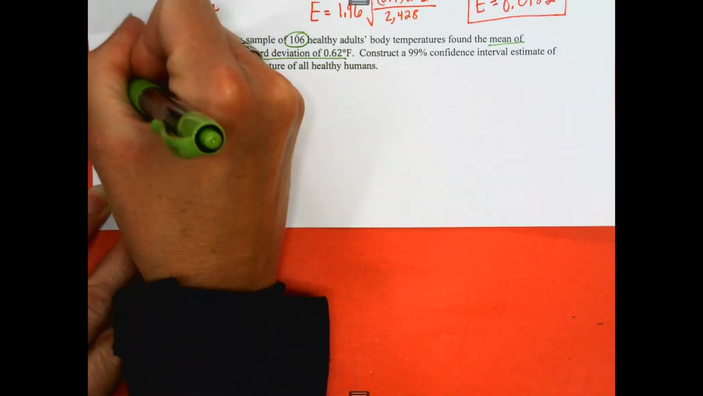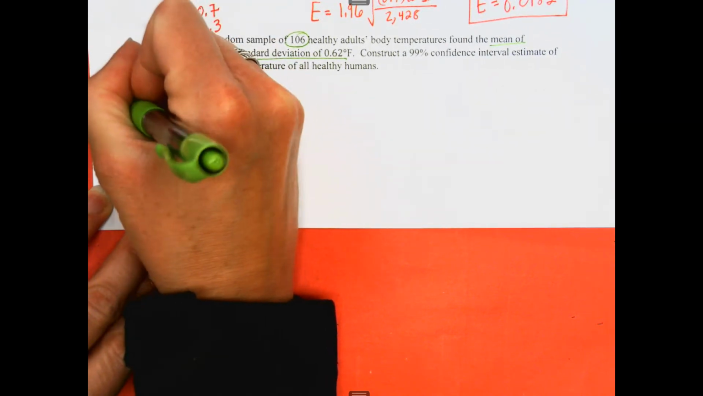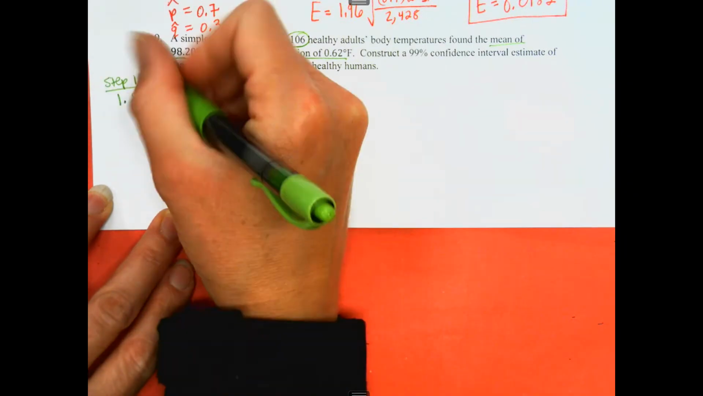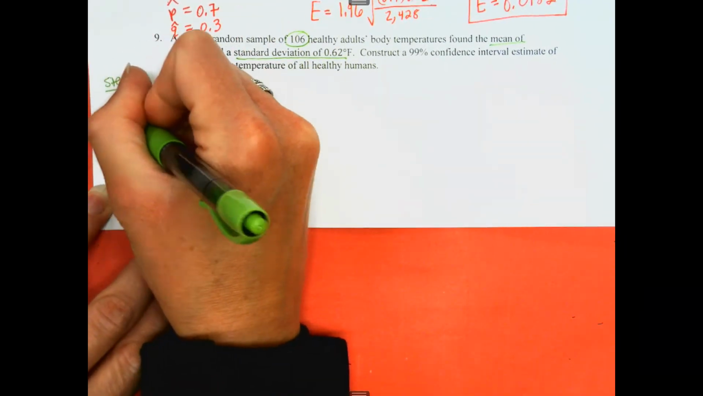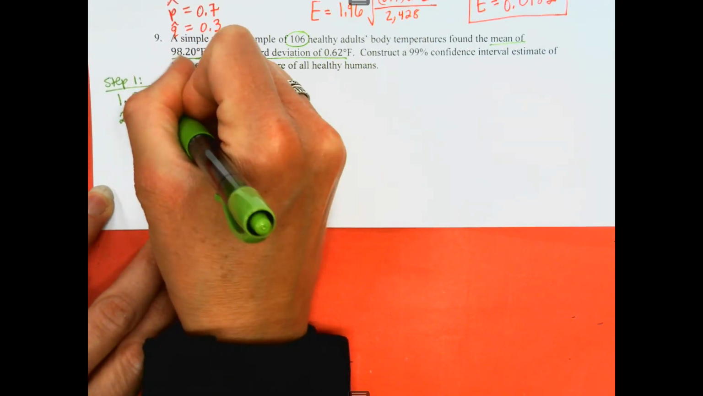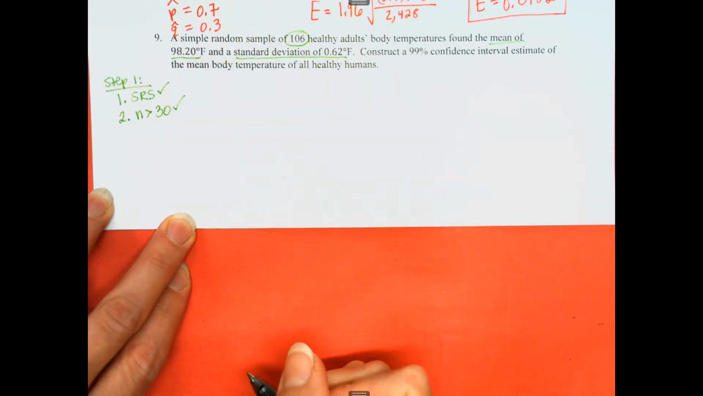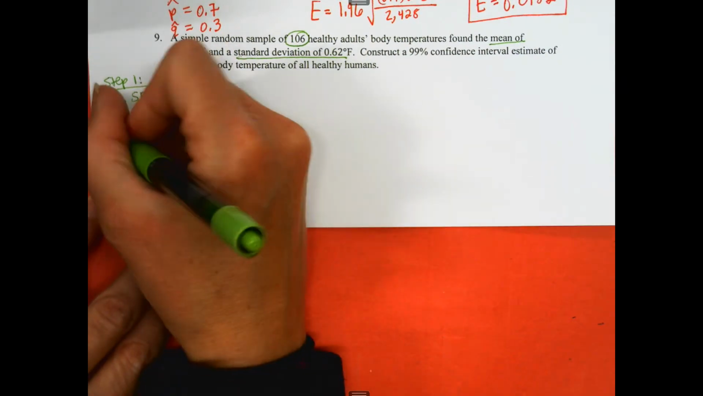Step 1 to creating our confidence interval is to see what we have. Is this from a simple random sample? It is, so we check that off. And then the second thing is, is our sample size greater than 30? It is. And so we don't have to know if the population is normally distributed or not.